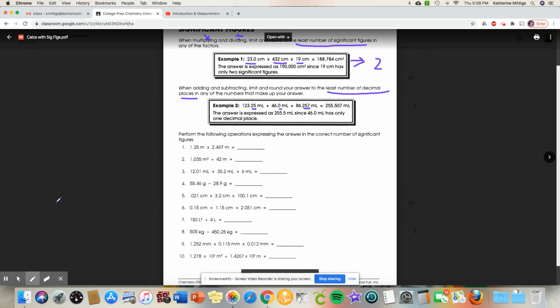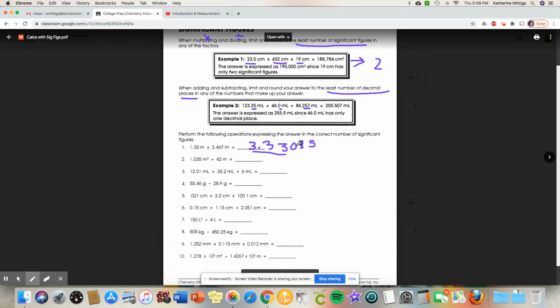So first one is 1.35 times 2.467. My calculator gives me 3.33045. That is way too many sig figs. Because we're multiplying, I'll go back: 3 sig figs, 4 sig figs. Which is less? Well, it's 3. So here are my 3 sig figs, 3.33. But remember, there's also rounding involved.